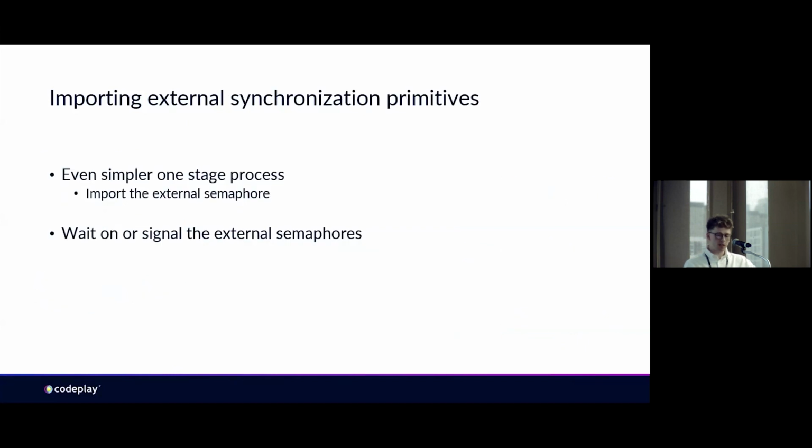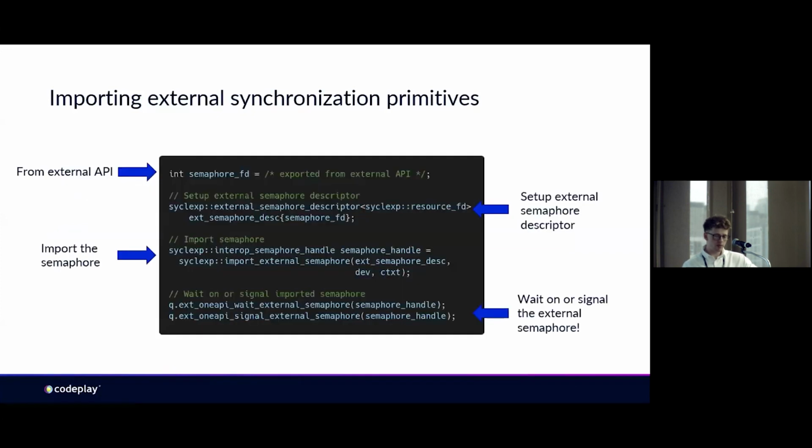And importing external synchronization primitives is even simpler with just one stage. Just simply import the external semaphore and you can immediately begin waiting on or signaling them. When importing image memory uses an external mem descriptor and creates an interop mem handle, importing semaphores makes use of an external semaphore descriptor and creates an interop semaphore handle. After importing the external semaphore, you can then use them straight away to directly wait on or signal the semaphore.